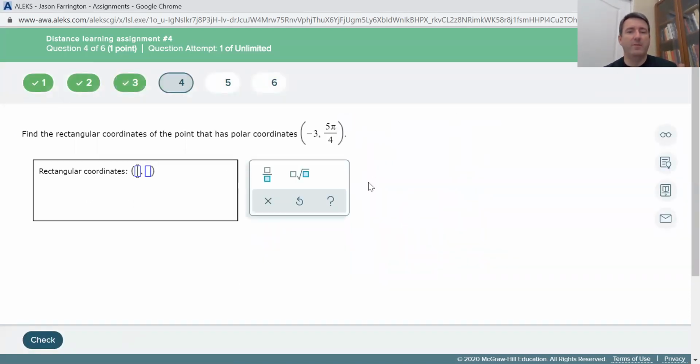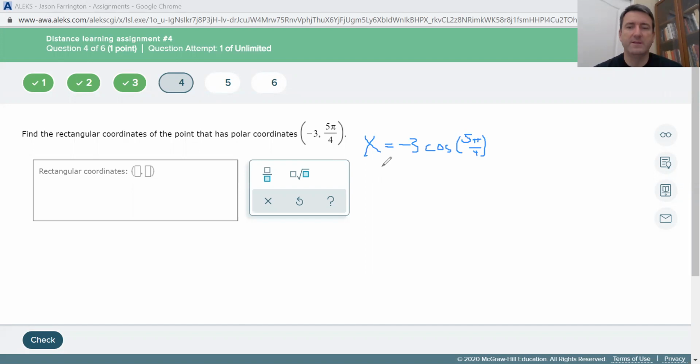Now we're going from polar coordinates to rectangular coordinates. So here we have that x is equal to r times the cosine of theta. So we first need to find x, and that's equal to r, which is -3, times the cosine of our theta, which is 5 pi over 4. I'm really not good at writing with a mouse, but giving it a shot here.